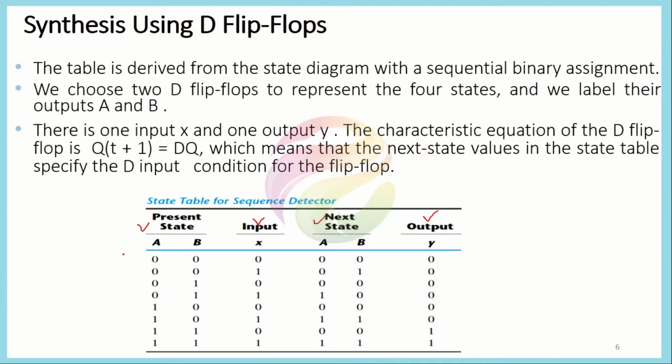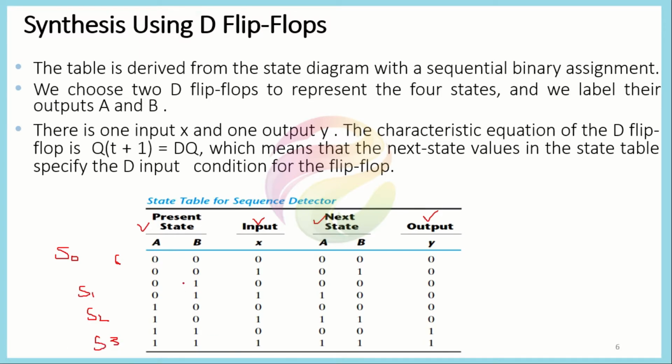The states, because we have seen that there are four states, S0, S1, S2, and S3. To represent four states, we need two bits. So A and B are representing the states. Say 00 is representing the S0 state. The next one, 01, is representing the S1 state, while 10 is representing the S2 state, and 11 is representing the S3 state.